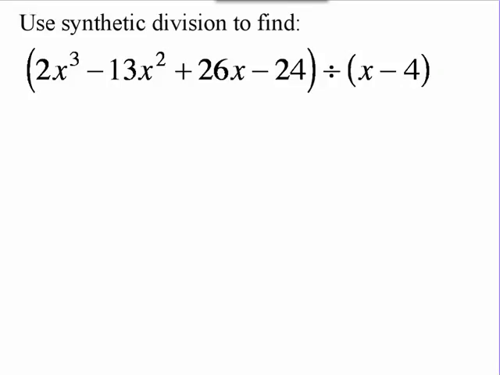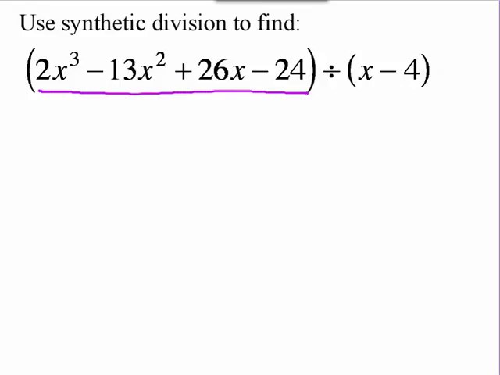2x cubed minus 13x squared plus 26x minus 24. A few rules about synthetic division. In your dividend, right here, you have to account for all variables. So that means if you skip one, you still have to put it in. Here's your little trick. Whatever your highest power is, you're going to have one more in terms of your terms. So my highest power is 3. That means I should have 4 terms. If not, you're going to see what we need to do.